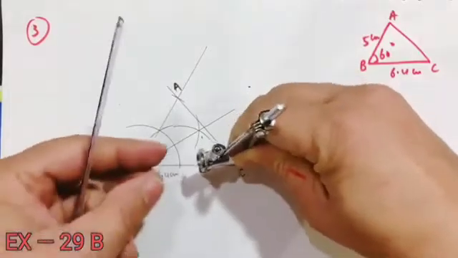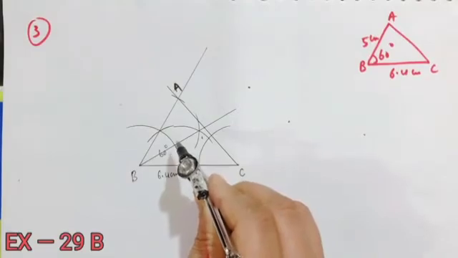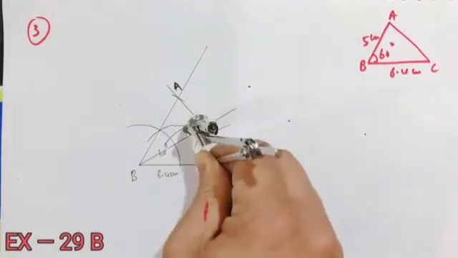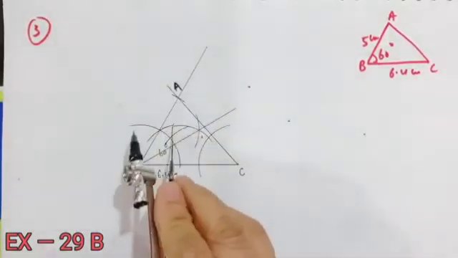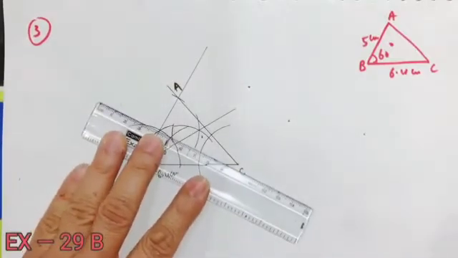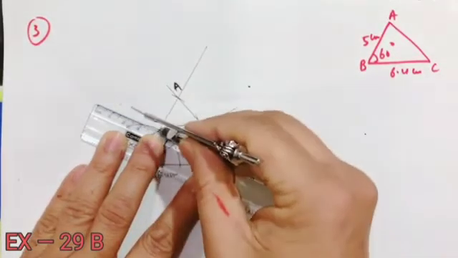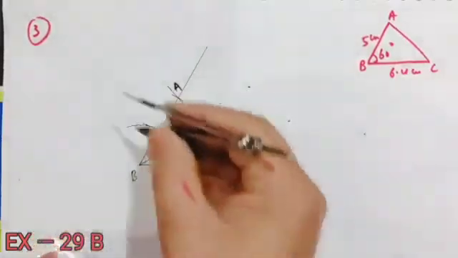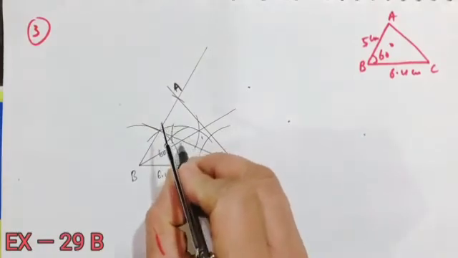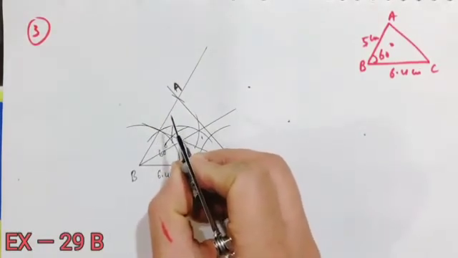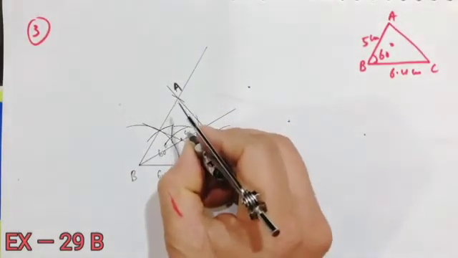So I will find the bisector of this angle as well. First I will make an arc, and then from this particular point one arc, okay, and from this particular point another arc. So I got this point. These are the two bisectors, this and this, which met at this particular point. This particular point is my O.